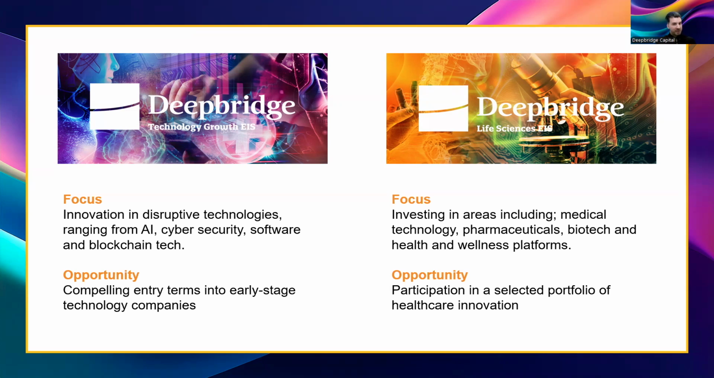The alternative fund that we have is the Deepbridge Life Sciences EIS, which targets innovation in healthcare driven by trends such as an aging population and medical advancements. Due to clinical trials, patents, testing and IP, the underlying companies do take time to create value. This is arguably a slightly longer hold than the Technology Growth fund, so I typically position this in the 4 to 7, possibly 8 year period.